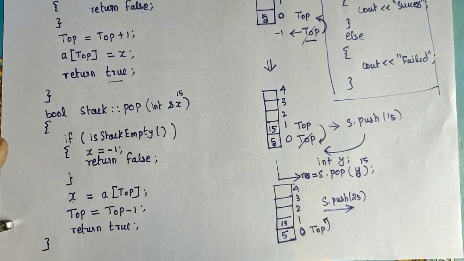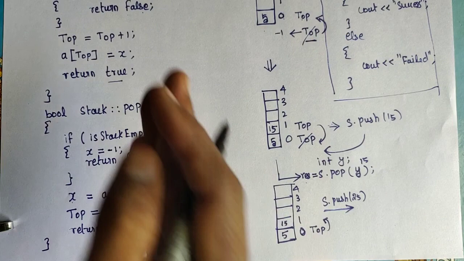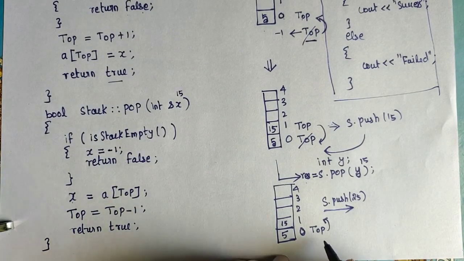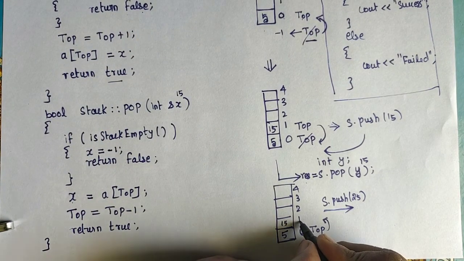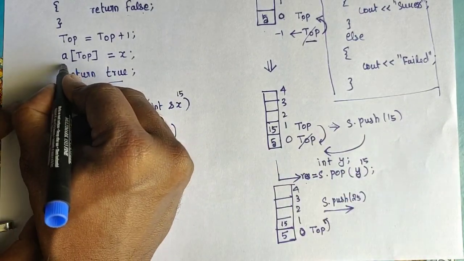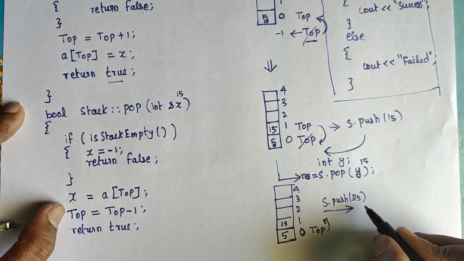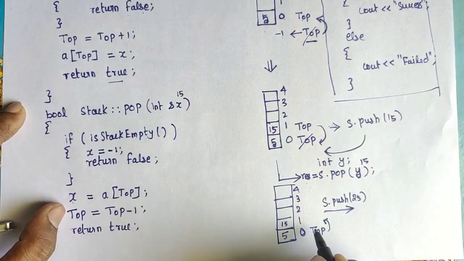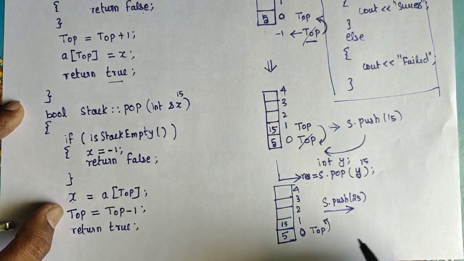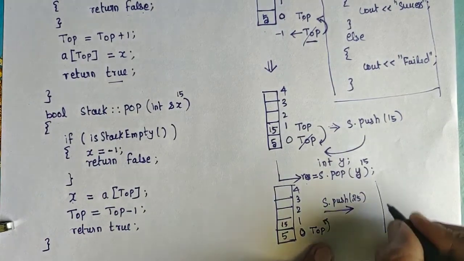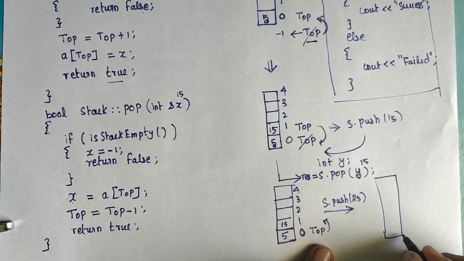So what is happening here: the location above the top will be considered the free location as per our logic. So the top will be moved to 1, that is a of 1. Here we are going to store the x value, 25, into a of 1. So after inserting that element, 15 was at this time there.